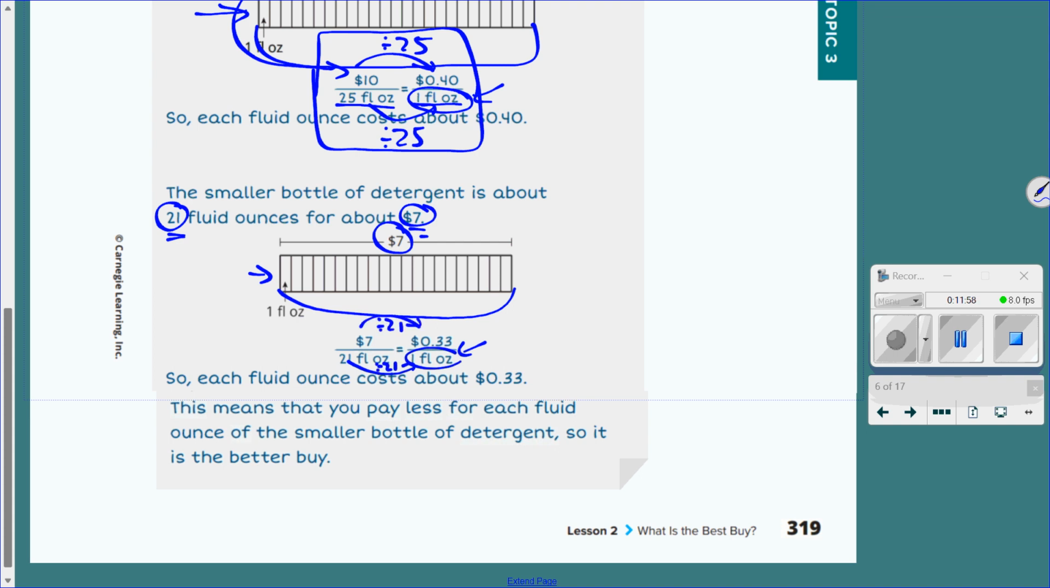Dividing by 21, you come out to a repeating 3. So that's going to go on forever. So we then round that to 33 cents. Then she has to reason through it.